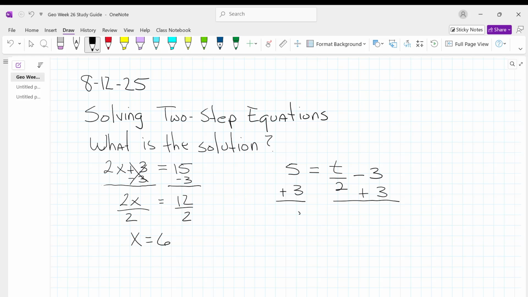And we get 5 plus 3, which is 8, and that's equal to the t divided by 2. And when the variable is being divided, when you've isolated the variable and it's being divided by 2, the inverse operation is multiplication. So we're going to multiply each side by 2. On the left-hand side, we have 2 times 8, which is 16. On the right-hand side, these 2's cancel out. They cross-cancel, and the t falls down. And our t is equal to 16, or 16 is equal to t.